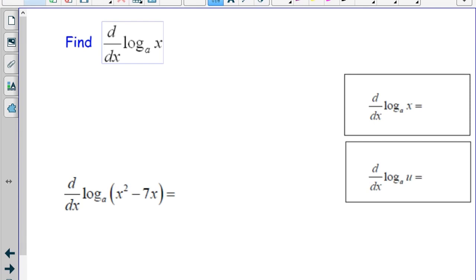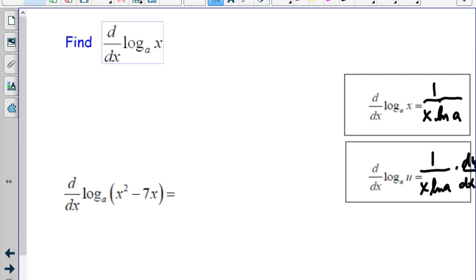Okay, finally, if we have the derivative of log base a of x, we can use the same inverse function rule, and we end up getting 1 over x times natural log of a. You can do that on your own if you want, but this ends up being the rule. If we had another function u in there, we end up with 1 over x times the natural log of a times the chain rule component, du dx. And we'll show that in this particular problem.